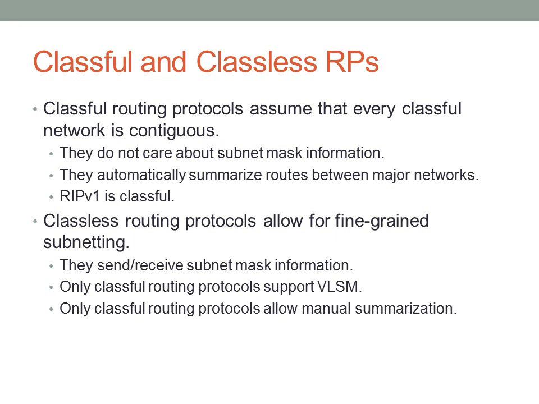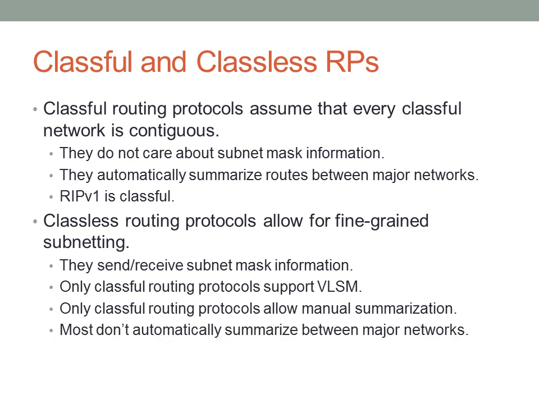Now, only classless routing protocols will allow manual summarization. With RIP version 1, for example, we can't do any sort of manual summarization. We have to rely on classful boundaries. Most classless routing protocols will not automatically summarize between major networks. The one exception is that in certain circumstances, EIGRP will behave this way, and we may talk about that when we get to EIGRP.